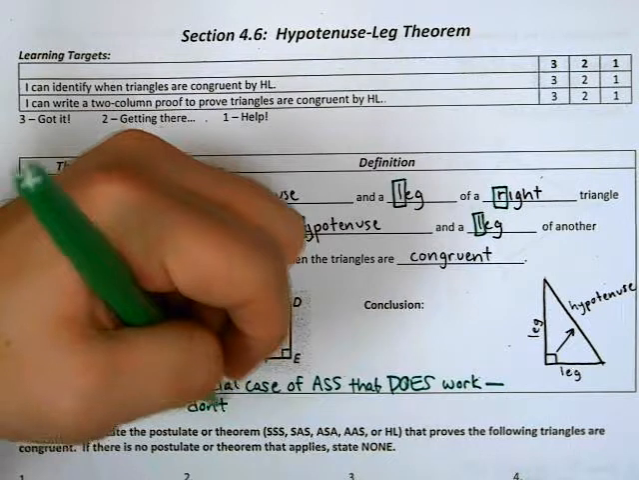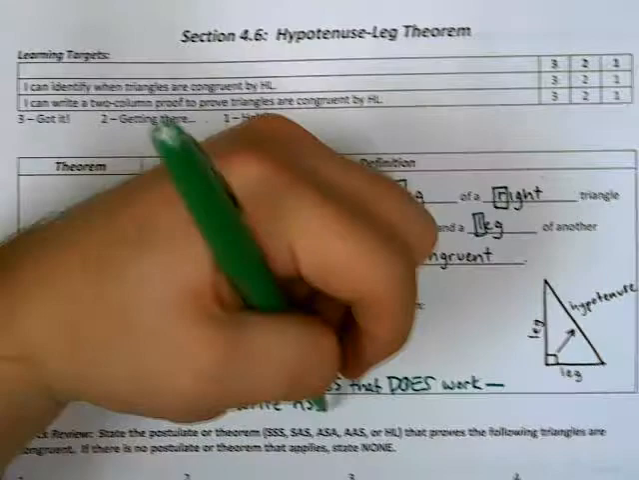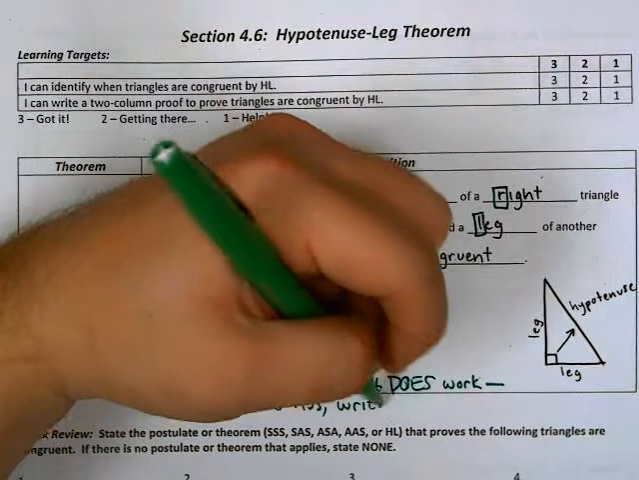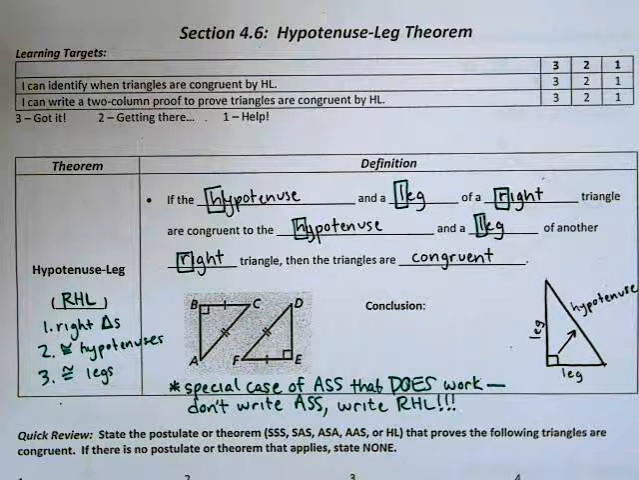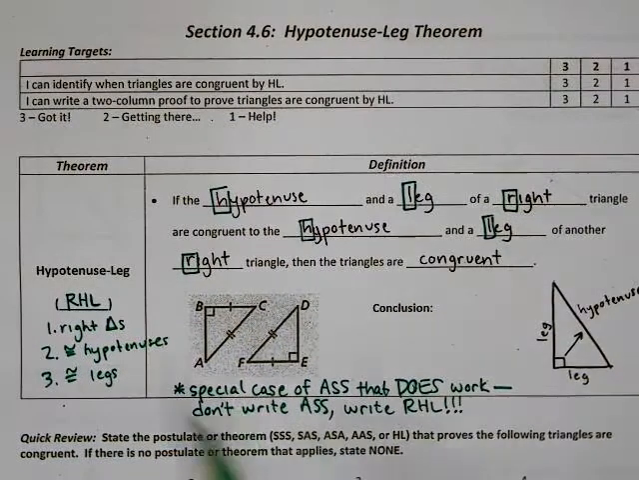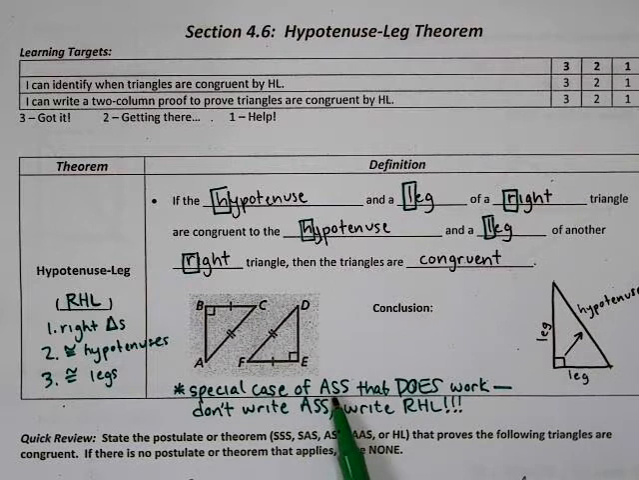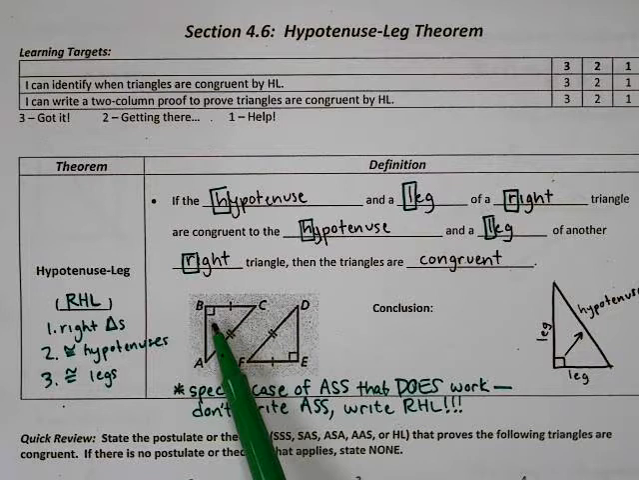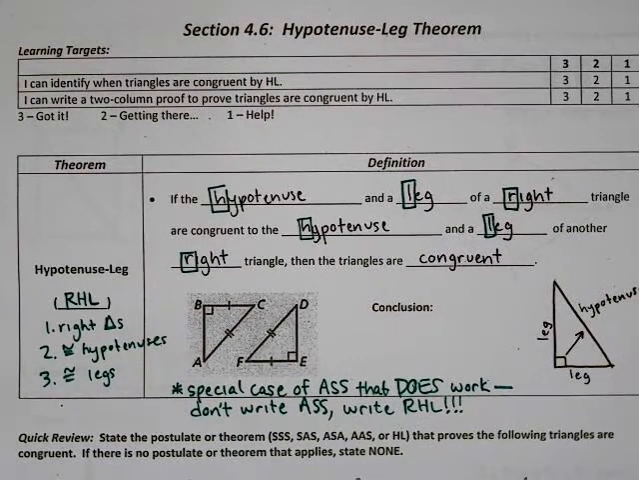Don't write that. Write RHL. Okay? So please make sure you know that this is a very special case of ASS. And again, normally we're not good with that. But because that angle is technically a right angle, which makes these triangles right triangles, well, then it works. Alright? So here we go.